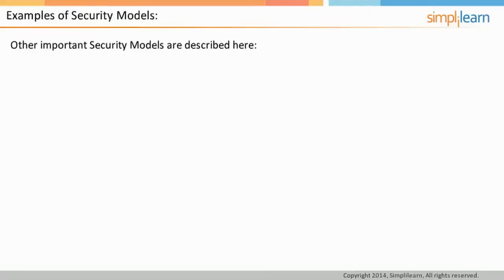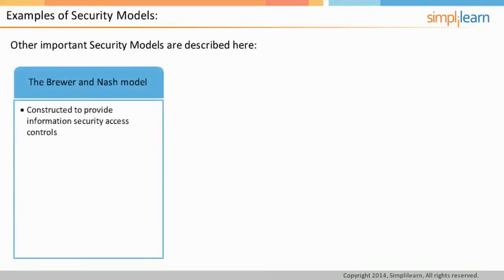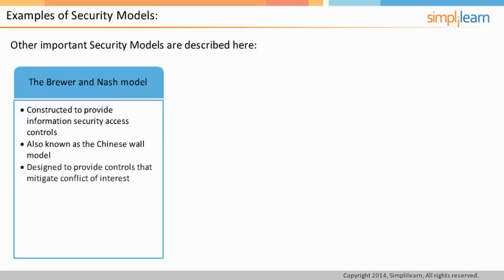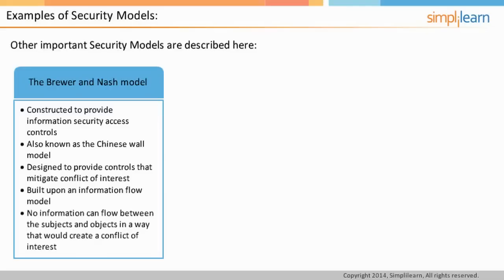Following are other important security models. The Brewer and Nash model was constructed to provide information security access controls that can change dynamically. This security model is also known as the Chinese wall model. It was designed to provide controls that mitigate conflict of interest in commercial organizations. The Brewer and Nash model is built upon an information flow model. In this model, no information can flow between the subjects and objects in a way that would create a conflict of interest.